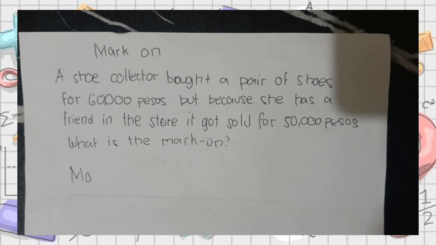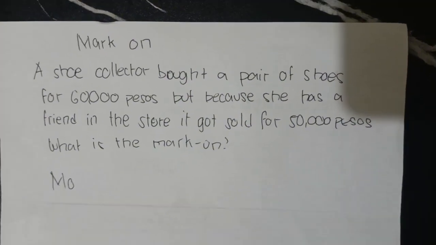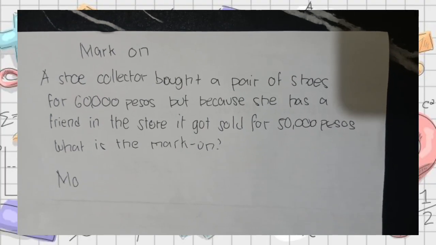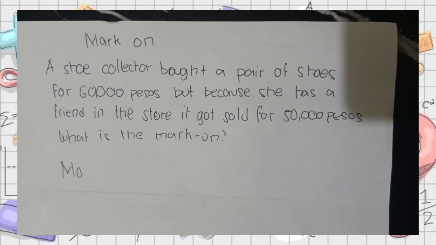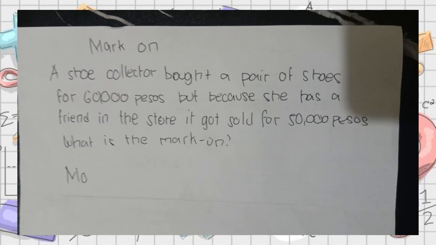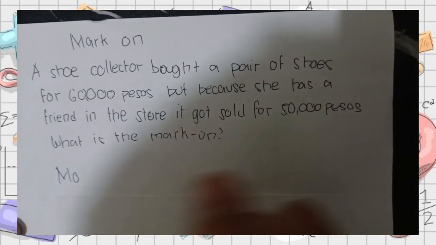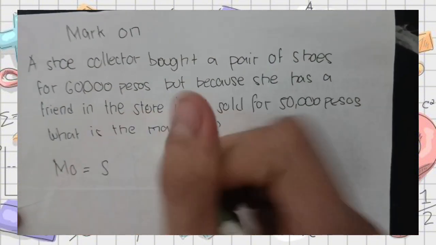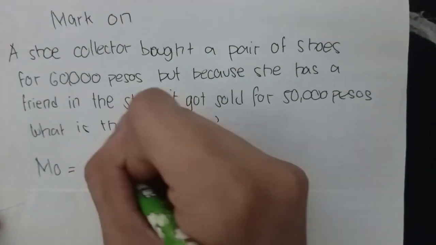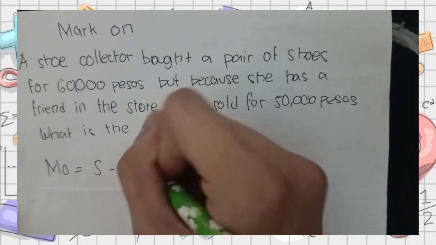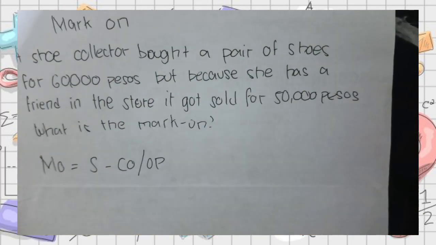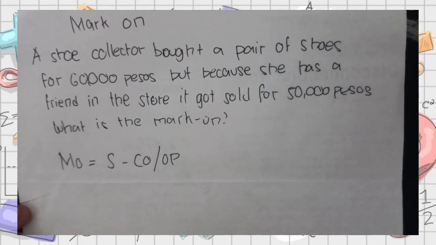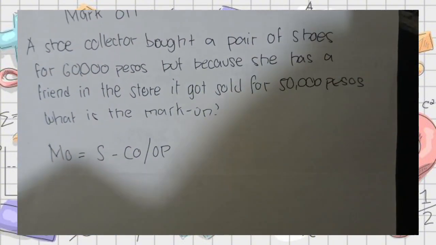So here's the markon example. A shoe collector bought a pair of shoes for 60,000 pesos. But because she has a friend in the store, it got sold for 50,000 pesos. The question is, what is the markon? So, here's our formula. Markon is equal to selling price minus the cost or the original price. So, ano nga ba yung selling price natin dyan? At ano yung cost or original price natin?